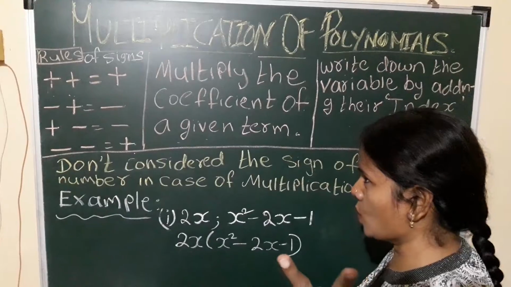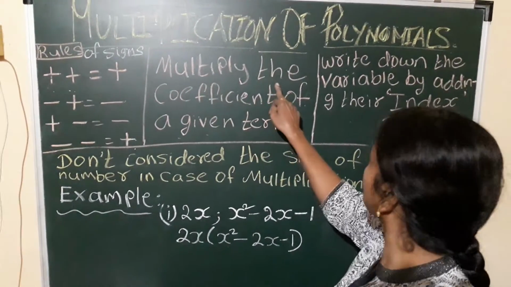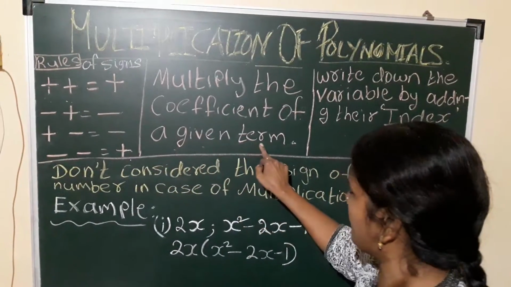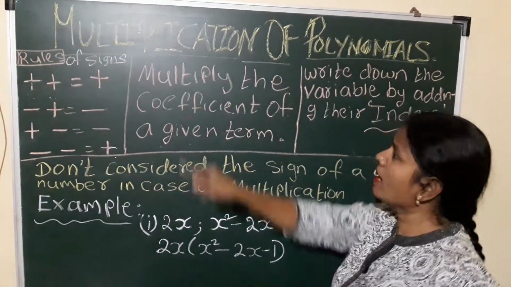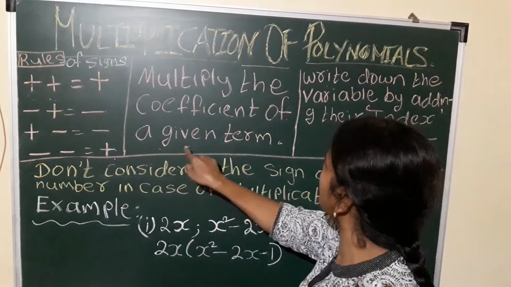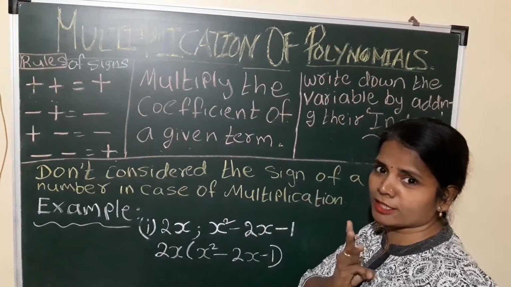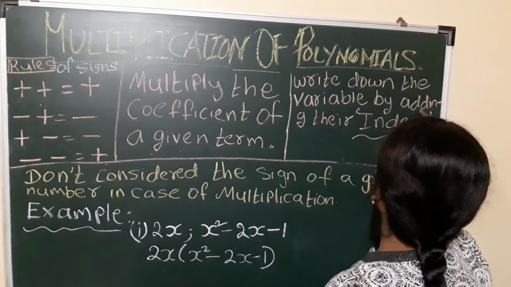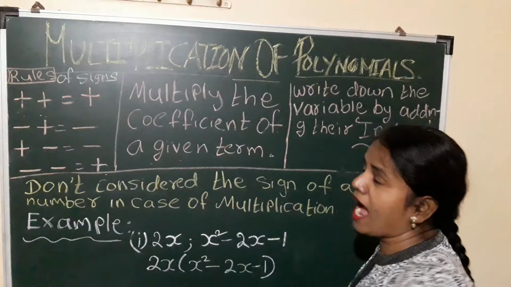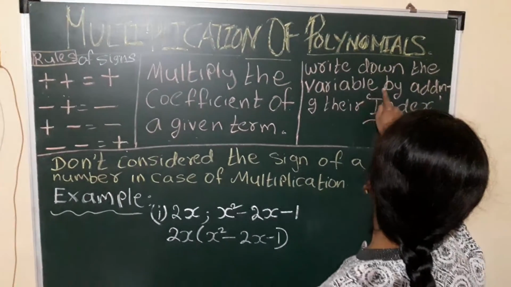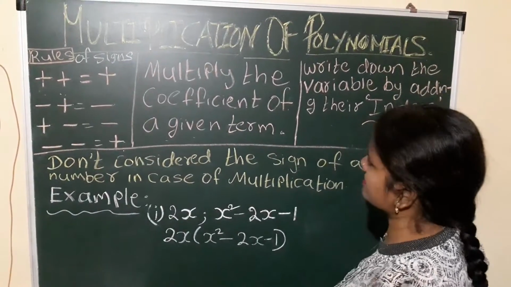Rule number 2: Multiply the coefficient of a given term. I'm repeating again: multiply the coefficient of a given term. Rule number 3: Write down the variable by adding their index. I'm repeating again: write down the variable by adding their index.